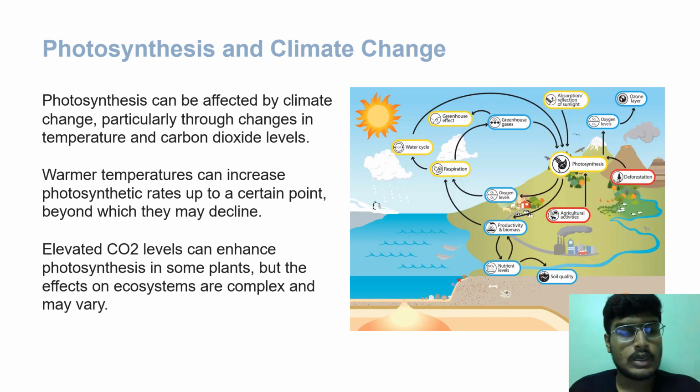And the next is photosynthesis and climate change. Photosynthesis can be affected by climate change, particularly through changes in temperature and carbon dioxide levels. Warmer temperatures can increase photosynthetic rates up to a certain point beyond which they may decline. Elevated CO2 levels can enhance photosynthesis in some plants, but the effects on ecosystems are complex and may vary.